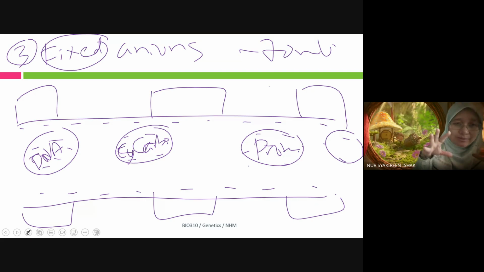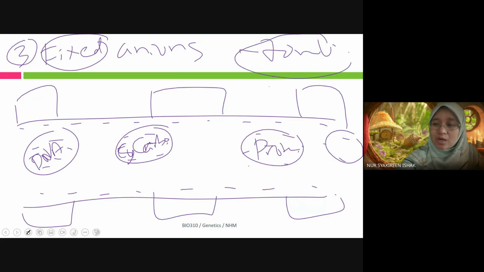Okay, so this fixed anion is maintained within the axon. It cannot diffuse out due to its large size. So it is inside the cell, inside the axon, contributing to the negative charge of the axon. So there are 3 factors. Okay, so the sodium potassium pump, the leak ion channel, and the presence of fixed anion. So all these factors you should be able to explain how these 3 factors contribute to the negative charge of the axon during resting potential.